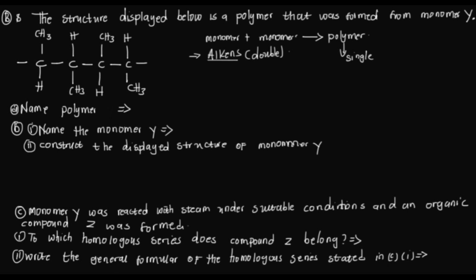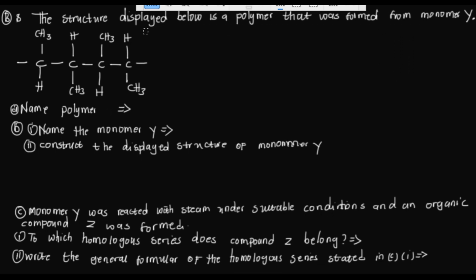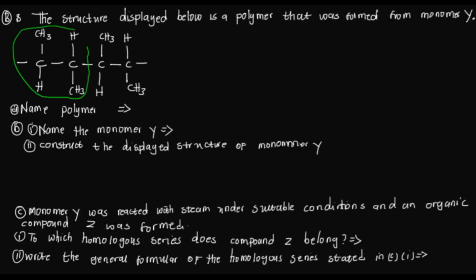So we are trying to name this polymer. For you to name the polymer, the first step is to identify the monomers that were used to come up with this polymer. So how are we going to come up with this? We are going to divide this structure into two. So this is how you do it if you are trying to find the monomer.